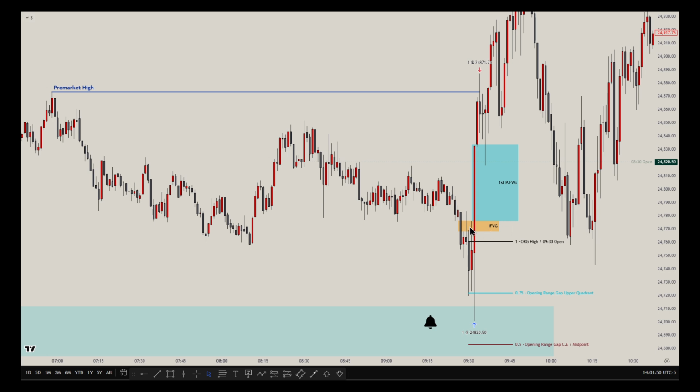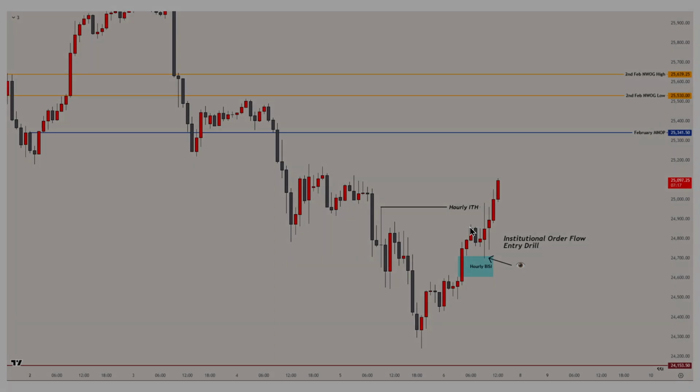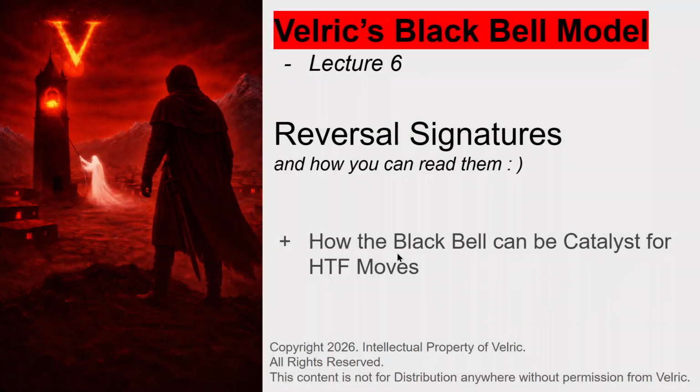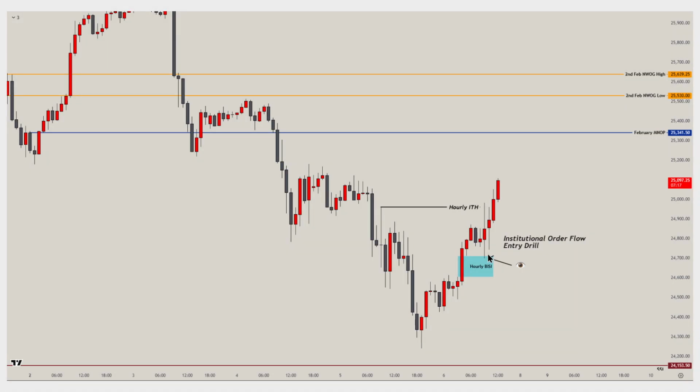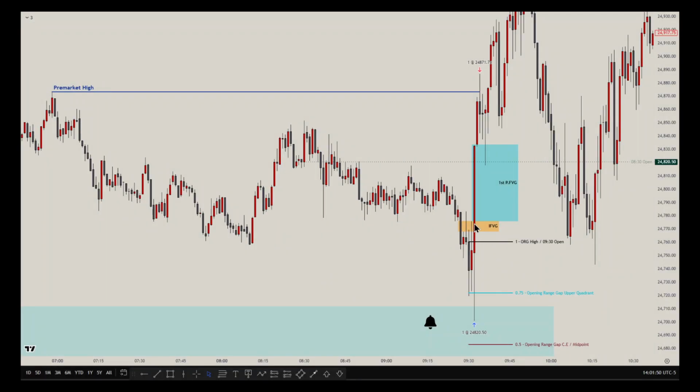So I've gone through now how we can anticipate high time frame moves, well, the catalyst for the high time frame moves with the black belt. I'm not going to go through reversal signatures. There's a lot of different PD arrays you can use, and I've covered some of them before. We have first presented fair value gaps, inversion fair value gaps, SMTs, a bunch of stuff. But when you're actually looking at what is in price action that tells you it's definitely going to move into the pre-market high, or there's a high degree of probability that it should move into the pre-market high, which is the objective of the black belt.